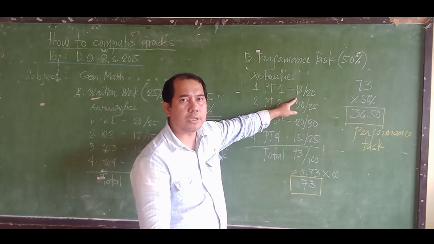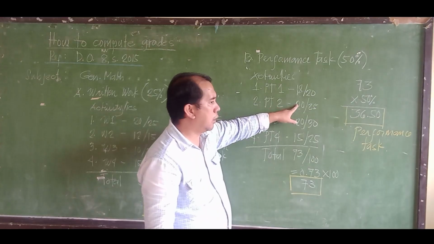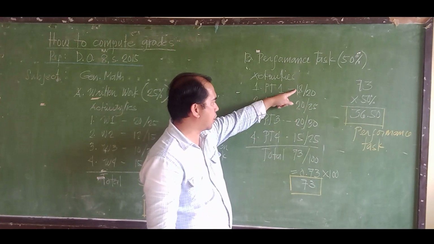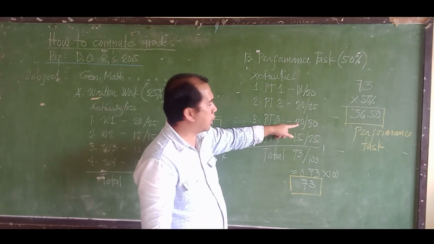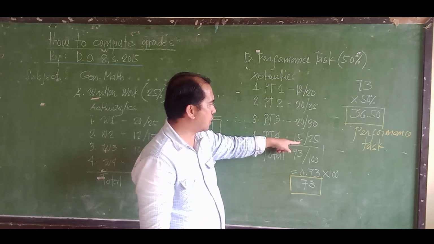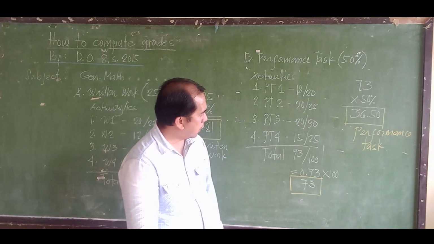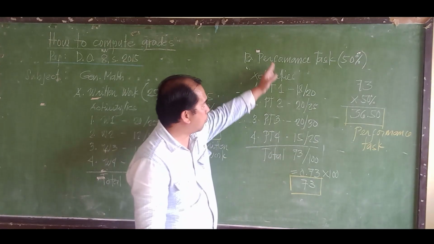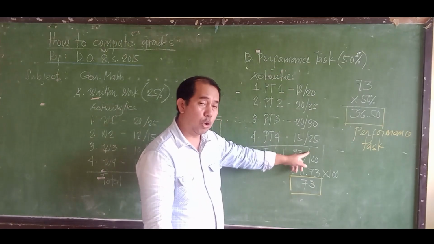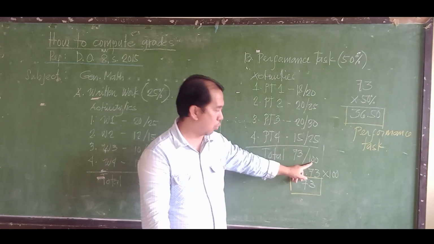So what is the actual score? We have here 20 plus 18, that is 38, plus 20 again, that is 58, plus 5, that is 63, plus 10, we have now 73. So the actual score in the performance task is 73 over 100, which is the highest possible score.